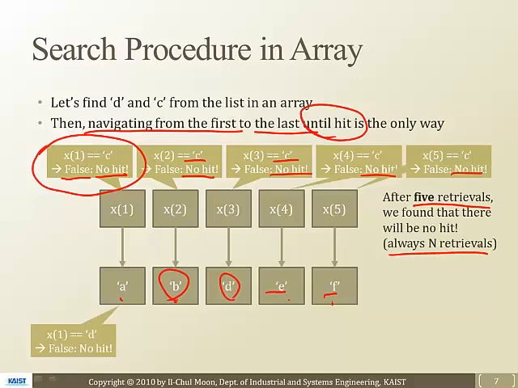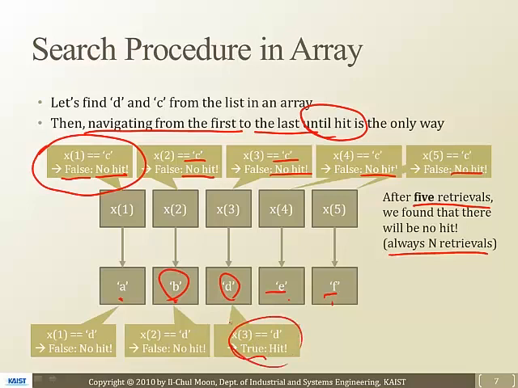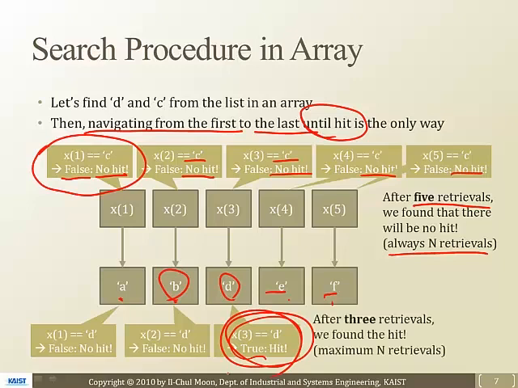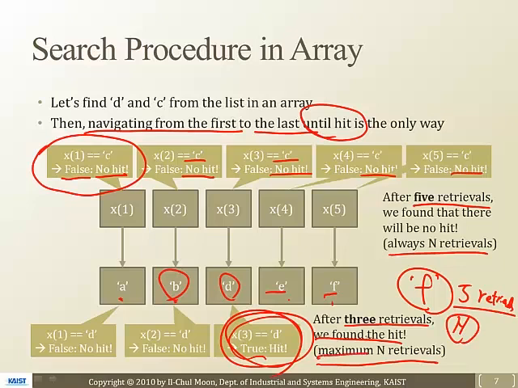If we want to find D, in this case, A, no hit, B, no hit, yes, it hits. So D is here at x3. After 3 retrievers, we found the hit. The maximum number of retrievers can be, of course, n. If we were looking for F, we would require 5 retrievers, so it's going to be n retrievers. The maximum is n retrievers, and it seems that it's unavoidable.